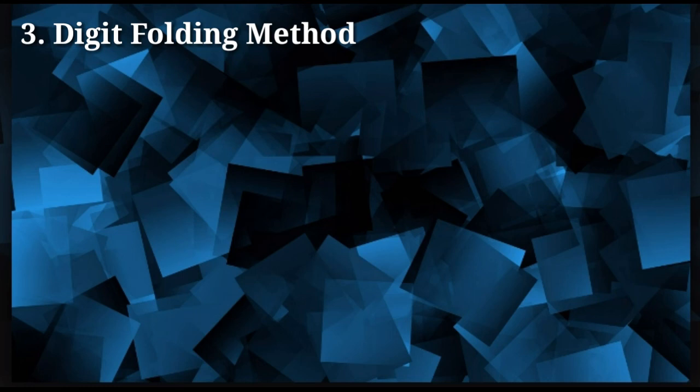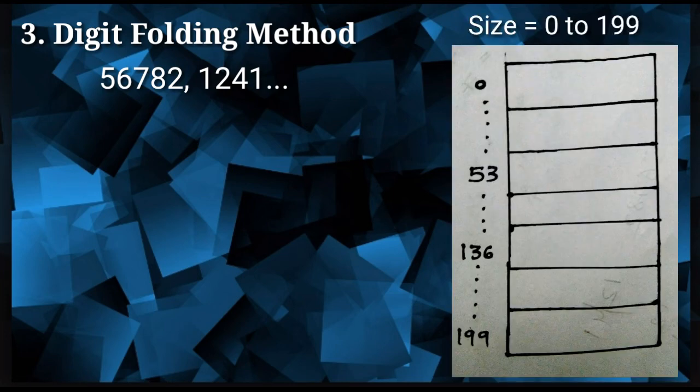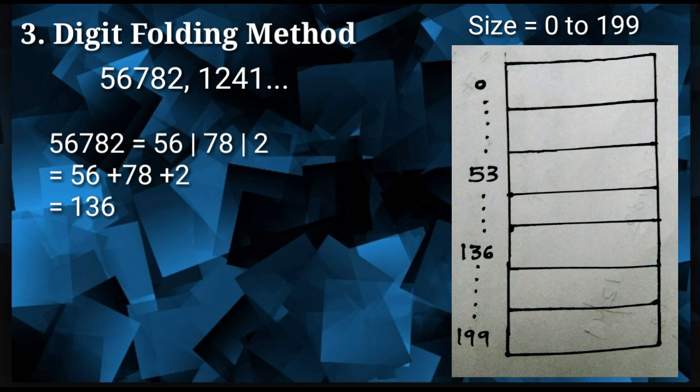And now coming to the final hashing function, that is the digit folding method. In this digit folding method, we don't have any particular formula, but we have to use simple arithmetic calculations to find the index value. Here we have data like 5, 6, 7, 8, 2 as one record and 12, 41 as another record. In this digit folding method, we have an array of 200 cells, which varies from 0 to 199 as the size. So we have to take this first data 5, 6, 7, 8, 2, and now we have to break this into several parts.